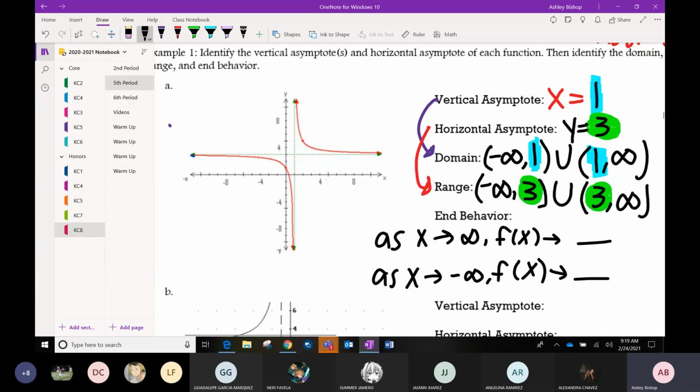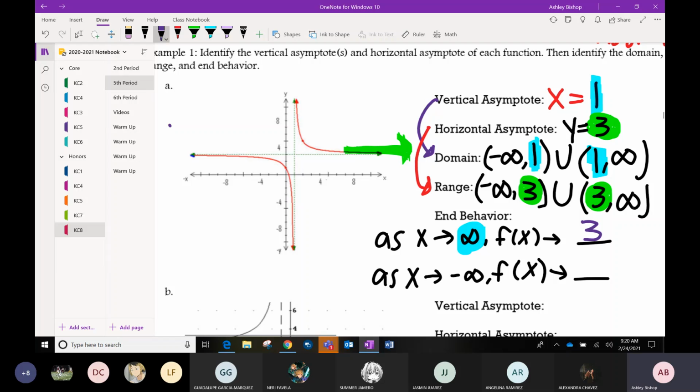End behavior literally means what are the ends of your graphs doing? So remember, as x approaches positive infinity, that means what is the right end of your graph doing? The right end of my graph is not pointing up or down. The right end of this side of this graph is approaching not negative infinity or positive infinity, but what y value is it approaching? It's approaching the y value of 3, which is my horizontal asymptote.